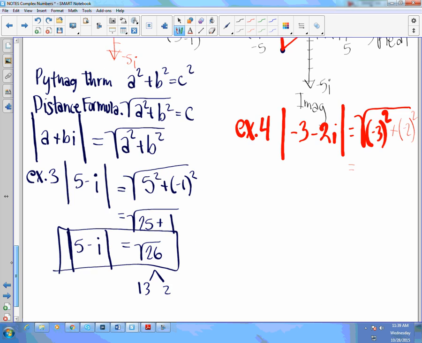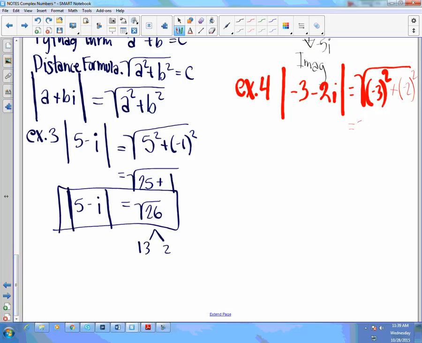-3 squared, when we square it, should be a positive. It's 9 plus -2 squared, 4, so we get the square root of 13. Okay, let's see if it breaks down.